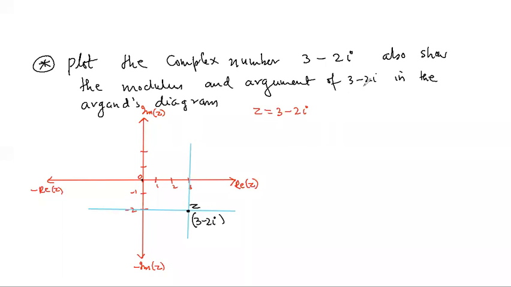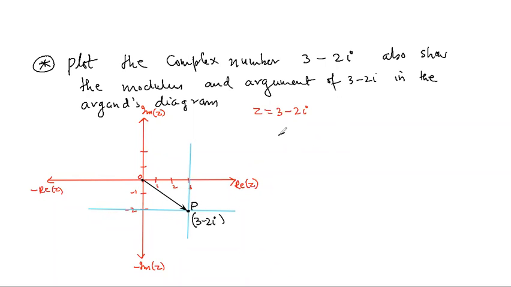So you have plotted, the first part is completed. Second part, you have to show the modulus. Modulus is nothing but this distance. I'll do one thing. I'll denote this by P. Instead of Z, let me denote this by P.